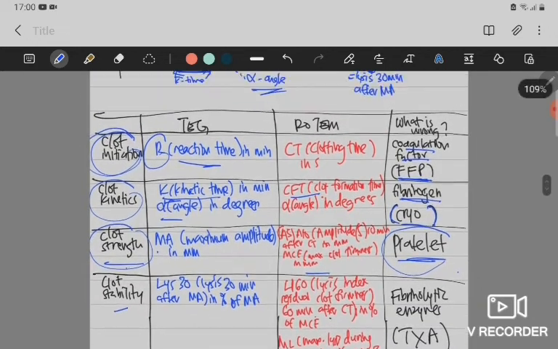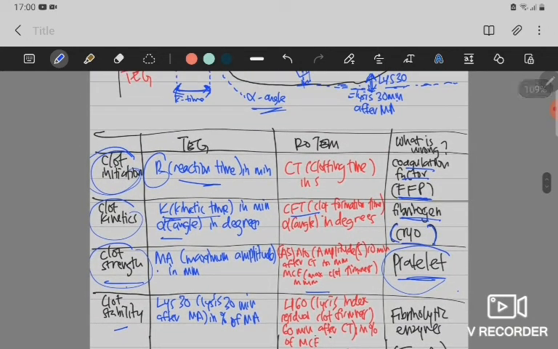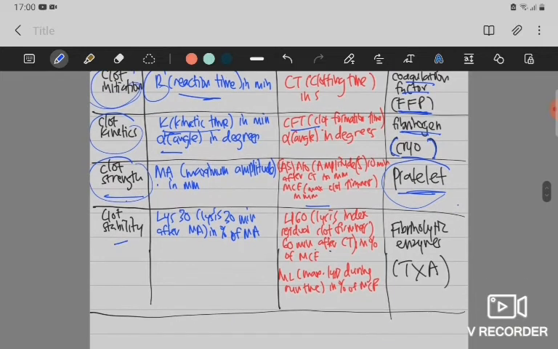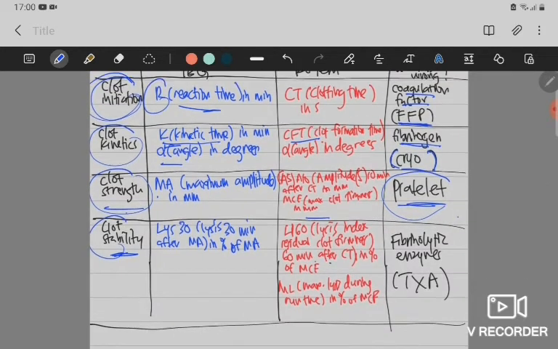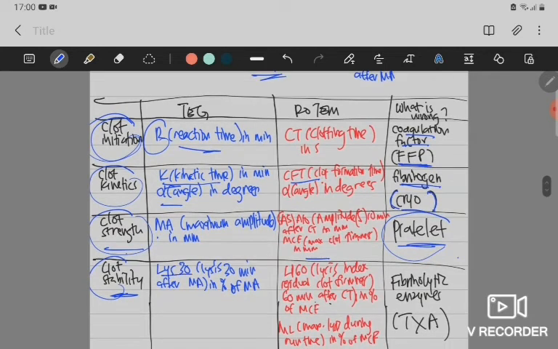And then we move on to the lysis part. It refers to the stability. So for TEG it is lysis 30, for ROTEM we use lysis 60 or maximum lysis during run time. So this all refers to a problem with fibrinolytic enzyme, which means that there's a need to give tranexamic acid to the patient.